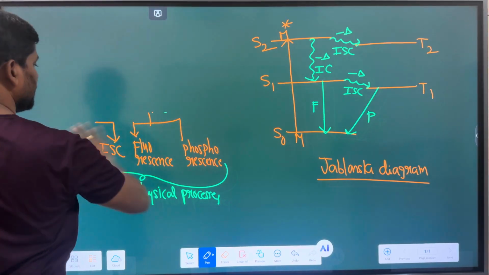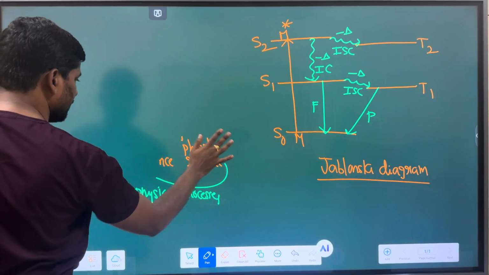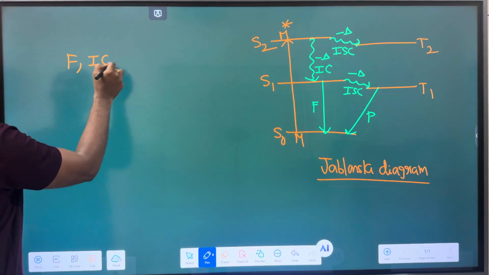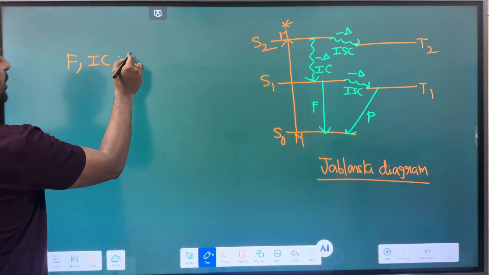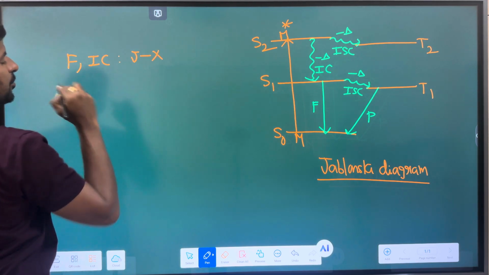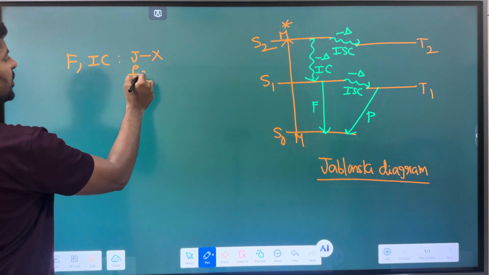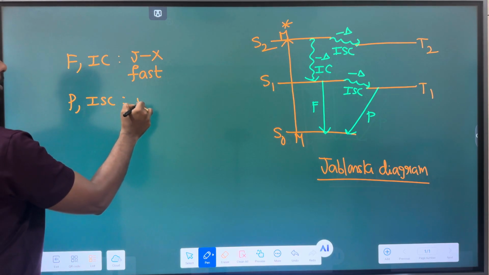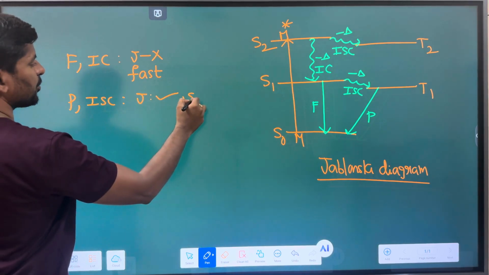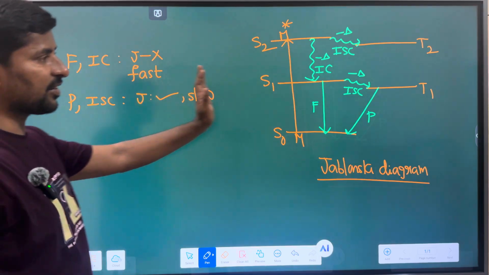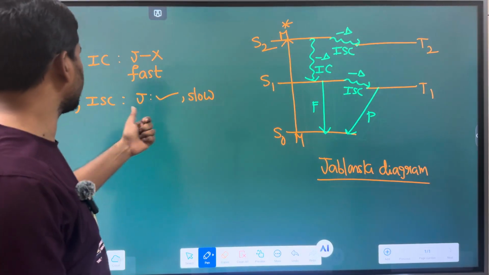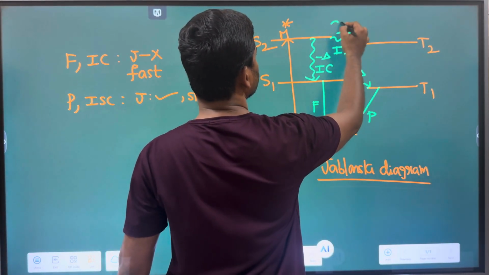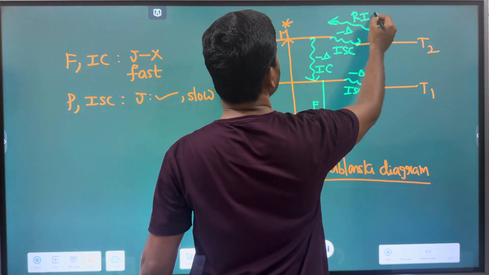So in fluorescence and internal conversion, if you observe, there is no change in spin multiplicity. Generally these two are fast processes. Whereas phosphorescence and intersystem crossing are slow processes, since the spin multiplicity is changing, and spin inversion is occurring, either singlet to triplet or triplet to singlet. If triplet to singlet occurs, that is called reverse intersystem crossing.